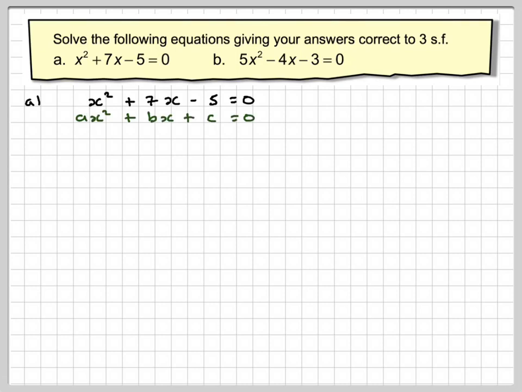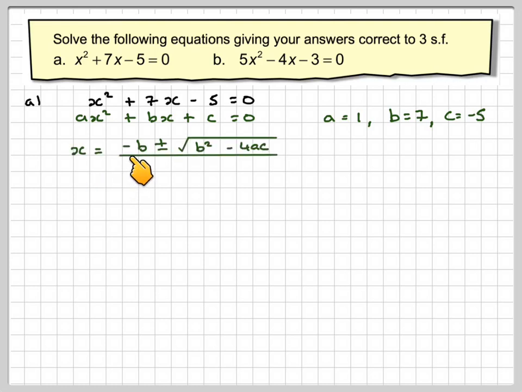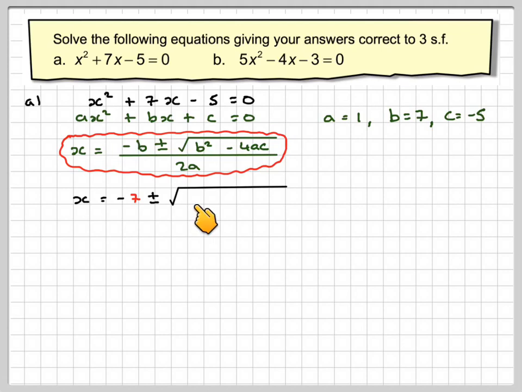So you're going to have a is equal to 1, b is plus 7, and c is minus 5. Write down the formula. x is equal to minus b plus or minus the square root of b squared minus 4ac all over 2a. You're going to have x is equal to, now substituting in, minus 7 plus or minus the square root of 7 squared minus 4 times a. Now put the next bits in brackets. A is 1, and the times c, which is minus 5.